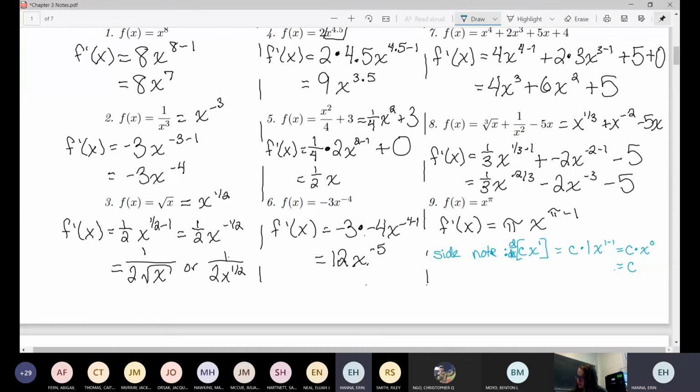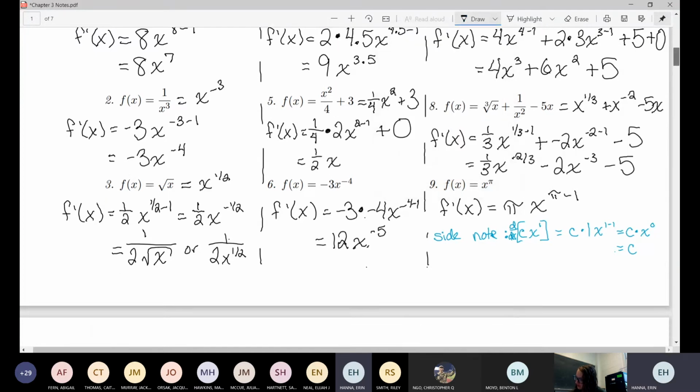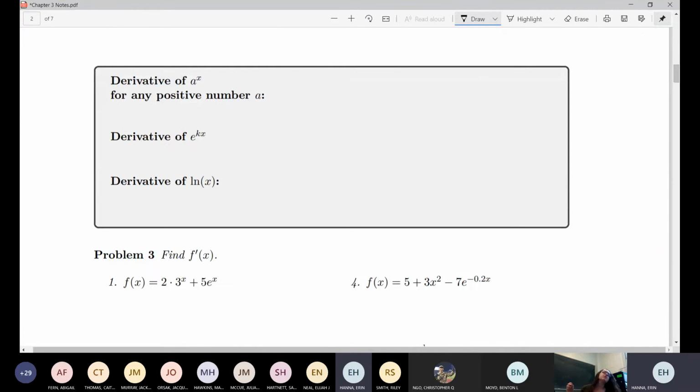All right, we've got some more rules coming at us. So we want to take the derivative of some a to the x. This is a number to a variable. Kind of a side note, the power rule is a variable to a number. They're different. So do you have a variable to a number or a number to a variable?